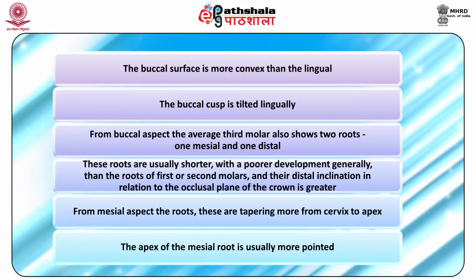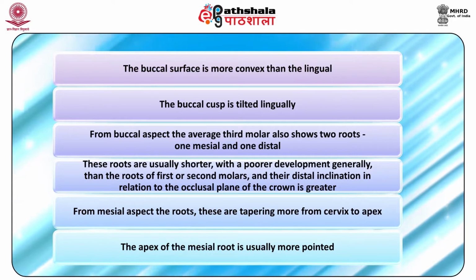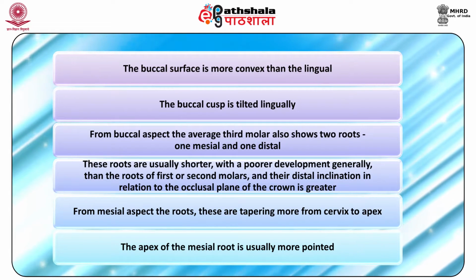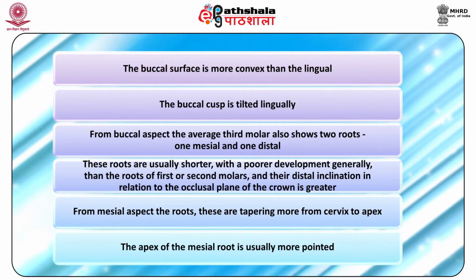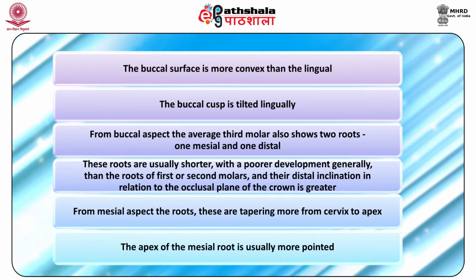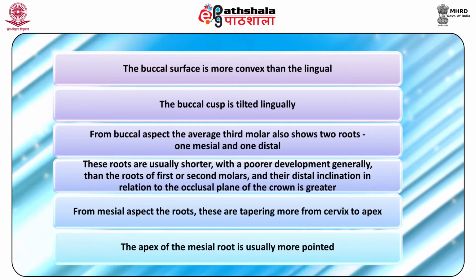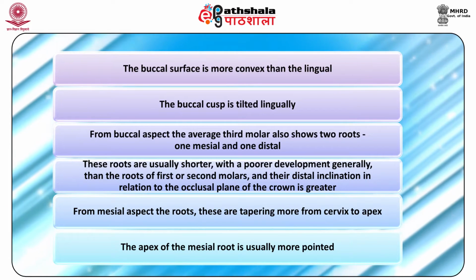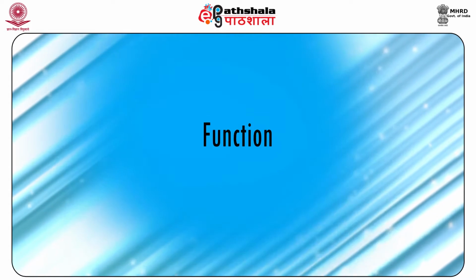This tooth is somewhat similar to the second permanent molar because it has 4 cusps on a rectangular occlusal surface, although it is generally smaller. The buccal surface is more convex than the lingual. The buccal cusp is tilted lingually. From the buccal aspect, the average third molar also shows 2 roots, one mesial and one distal. These roots are usually shorter with poorer development generally than the roots of first or second molars, and their distal inclination in relation to the occlusal plane of the crown is greater. From the mesial aspect, the roots taper more from cervix to apex. The apex of the mesial root is usually more pointed.